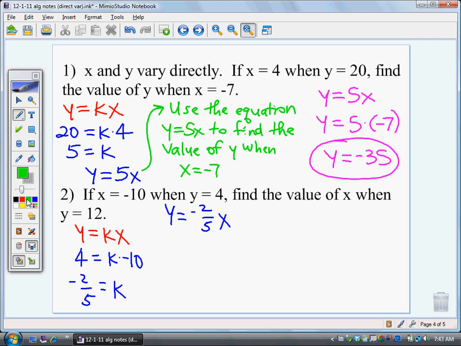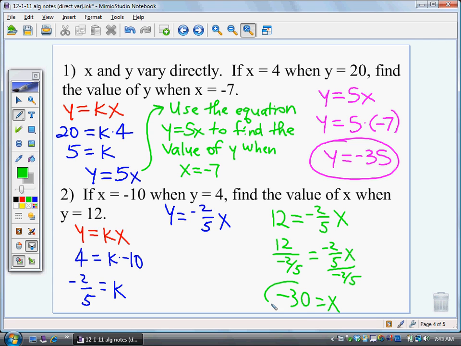And we use y as 12, so we plug in 12. Put 12 in for y, and solve the equation. You'll solve the equation by dividing by negative 2/5 on both sides, or if you wanted to, you could multiply by negative 5/2. Either way, you're going to get that x is equal to negative 30. And that's the correct answer. That's it.